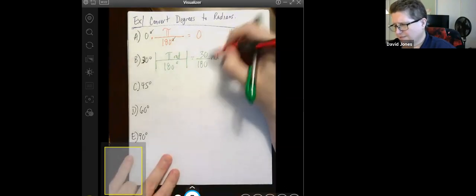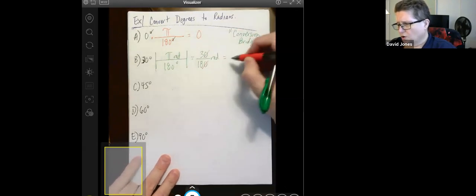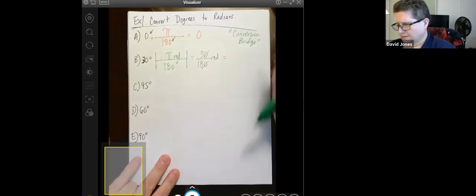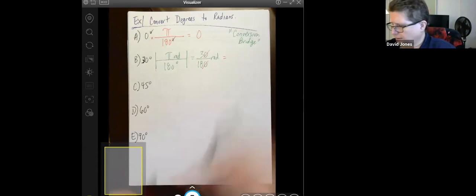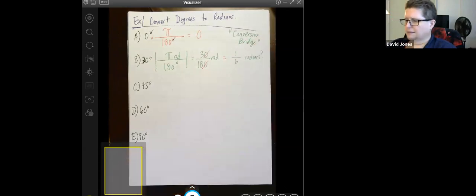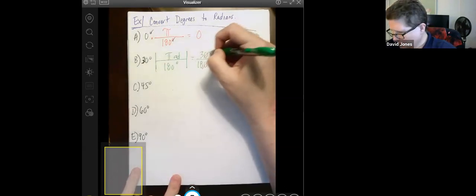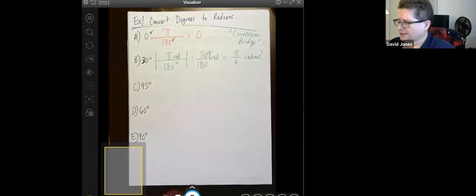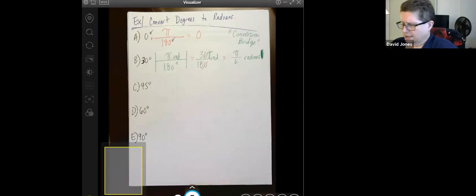We can divide both top and bottom by 10. We get 3 over 18, which simplifies to what? What am I doing here? Yeah. We get 1/6 of a radian. Nope, pi over 6 radians. There we go. That's what's missing. I'm like, this is wrong. Pi over 6 radians. There we go. I'm like, I know it's not 1/6. That doesn't make any sense.